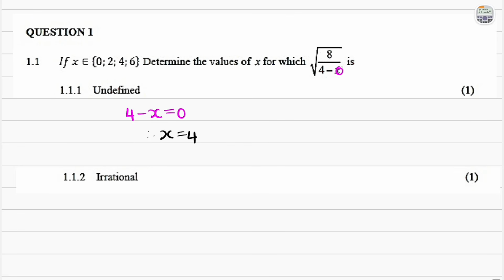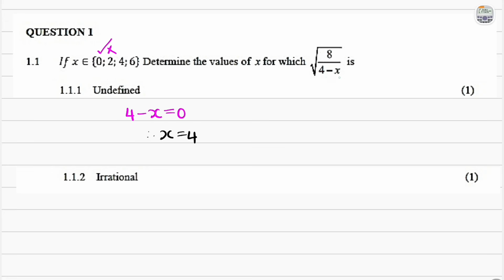If we tried 0, what happens here? Well, 4 minus 0 is still 4. 8 divided by 4 is 2. The square root of 2 cannot be simplified, and that actually makes it an irrational value. So 0 works. Let's try an x value of 2. 4 minus 2 is 2. 8 divided by 2 is 4. But the square root of 4 is 2. So 2 does not work because it ends up giving us a rational number at the end of the day.